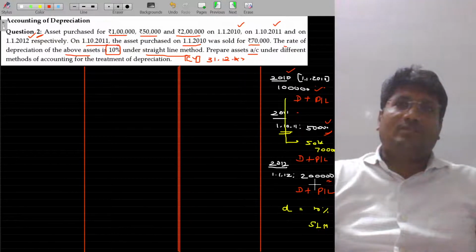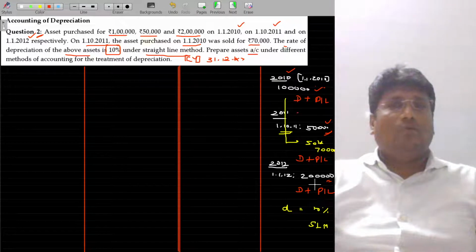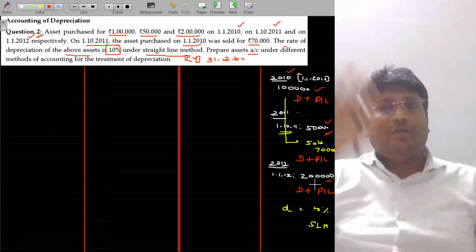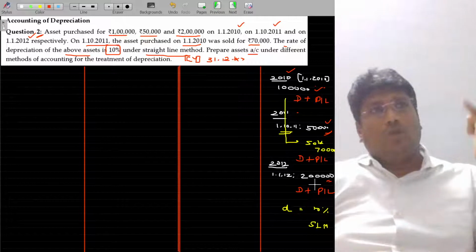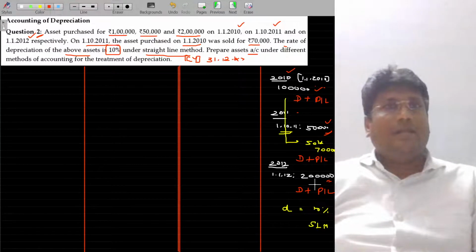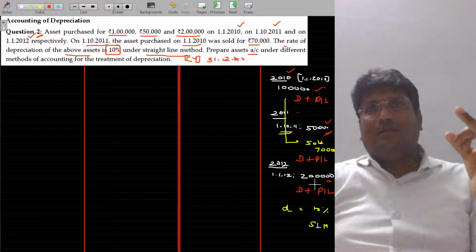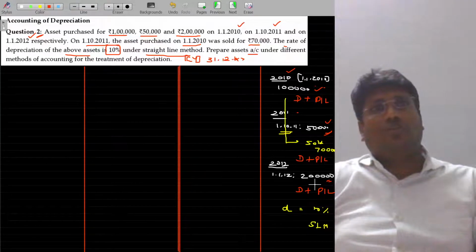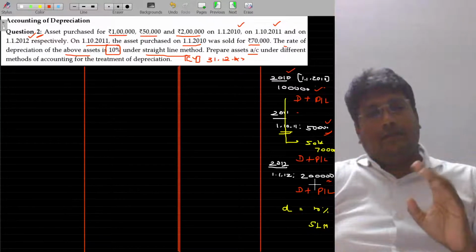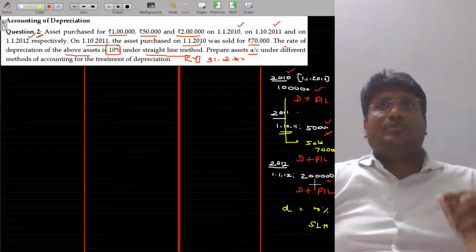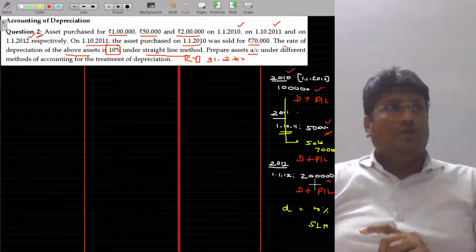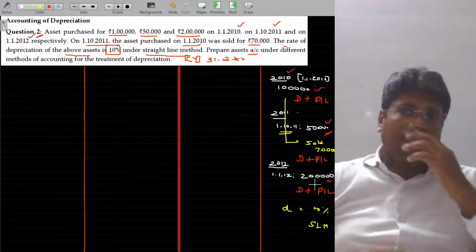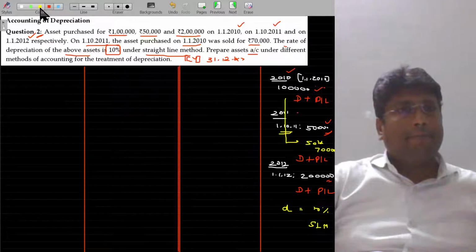So how many entries are you going to pass in 2010? For the purchase of one asset, one entry, and another one for providing the depreciation and transferring the depreciation to the P&L account. So 3 entries are there in the first year. In the second year, there is one purchase, for that one entry. On the same date, there is a sale. Whenever there is a sale of the asset, you have to pass the entry for the sale, and the depreciation of that asset sold up to the date of sale should also be passed here. And at year end, of course, we have to again provide the depreciation and transfer the depreciation to the P&L account for the asset left over with the firm. Is that okay? Now let's start with 2010.